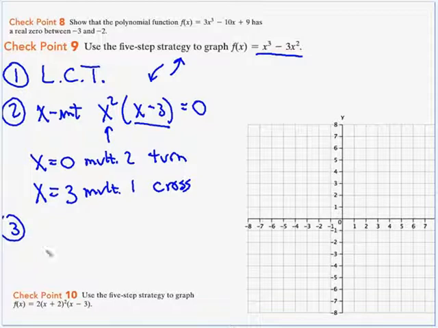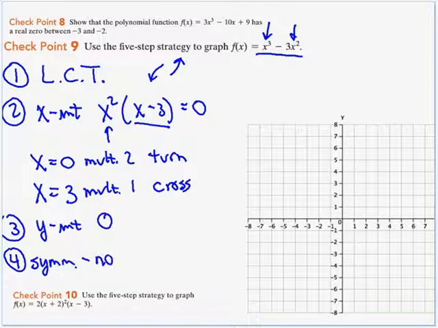Step 3, y-intercept. That's an easy one. Plug in zeros for both of those x's, and you get 0. Y-intercept, 0. We are going to go through the origin. Step 4, symmetry. Notice the exponents. One odd and one even exponent, so that is no symmetry. Step 5, when we're done with the graph, we should have 3 minus 1, or 2 turns.